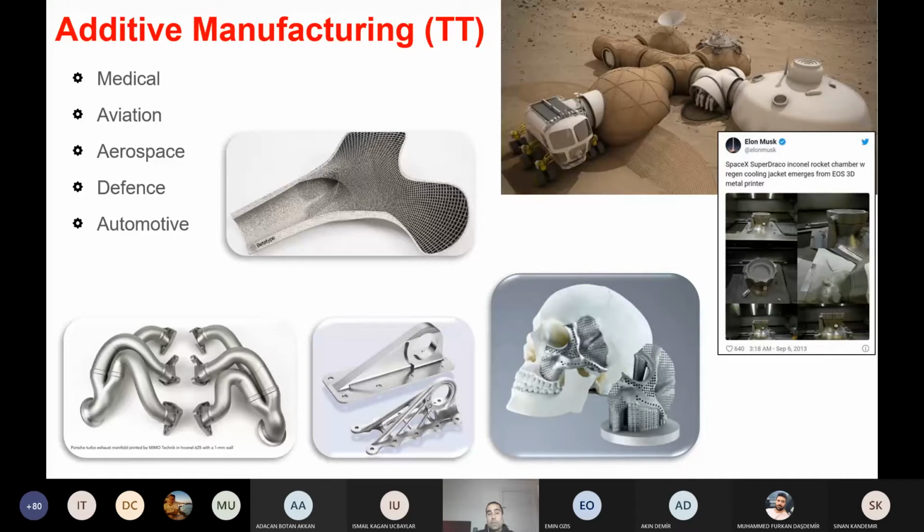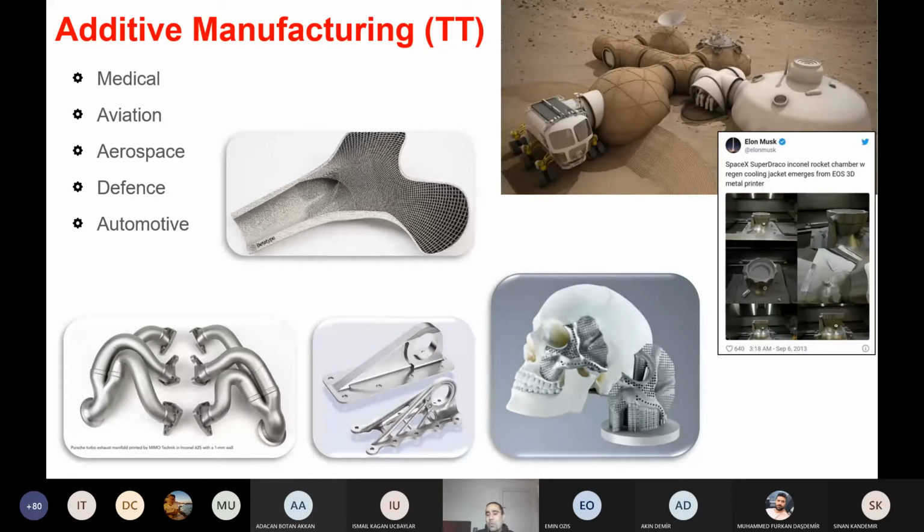It is broadly used in medical applications and becoming more and more popular in aviation, aerospace, and defense. Not in automotive that much because the production speed is low and it is still costly. So still in Formula 1 cars, you may see some 3D printed parts, but not in a Ford Focus or something like that. The conventional cars that we are using today still need some time to get to that point.